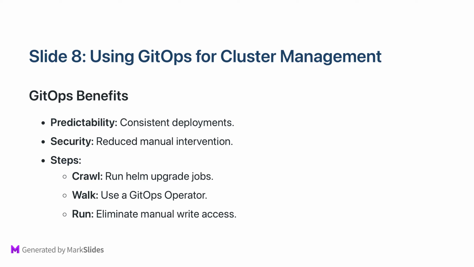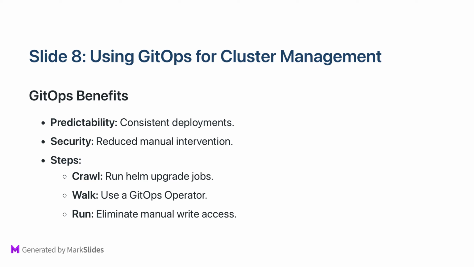2. Security. With GitOps, you greatly reduce manual intervention, which is a common source of errors and vulnerabilities. By automating deployments, you minimize the risk of human mistakes that could lead to security issues. Now, to implement GitOps effectively, we generally follow a three-step approach: crawl, walk, and run.